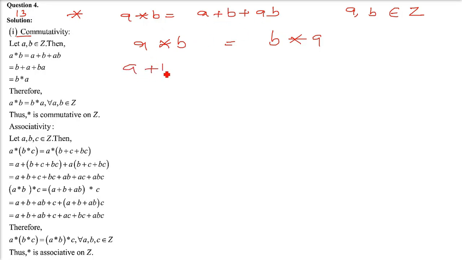A plus B plus AB. B star A is what? Just replace A by B. So you have B plus A and A is here AB. Okay, BA.